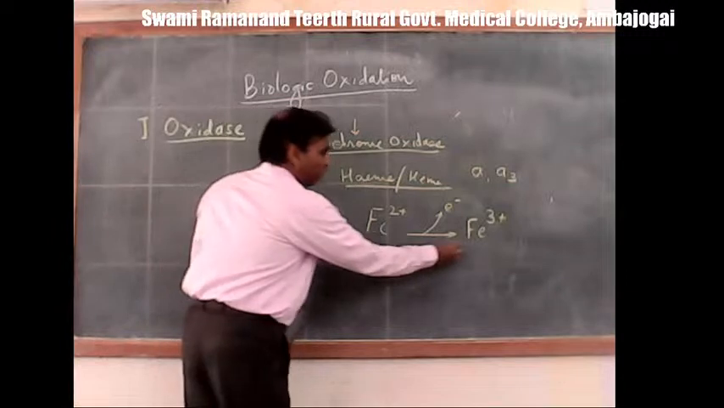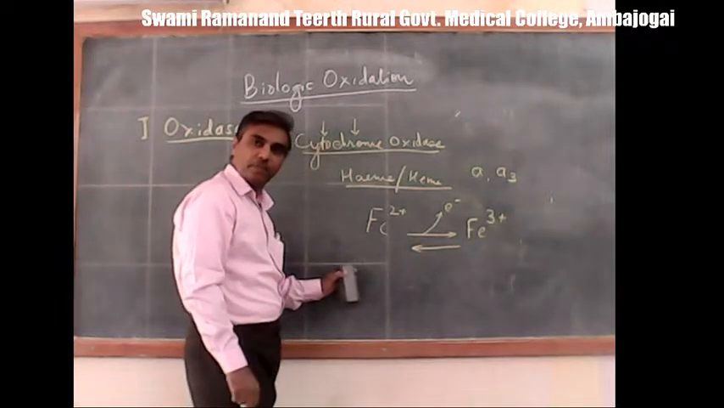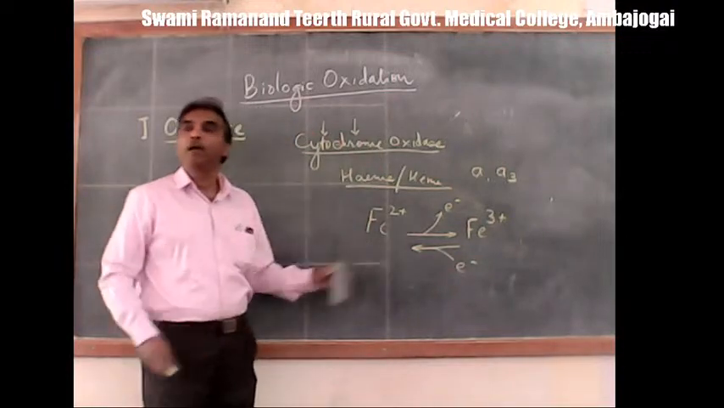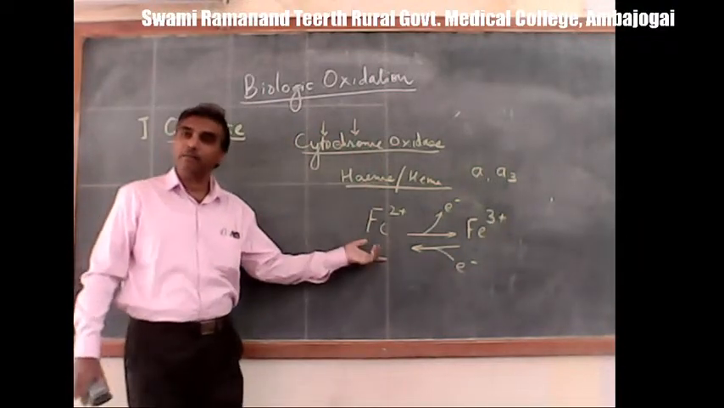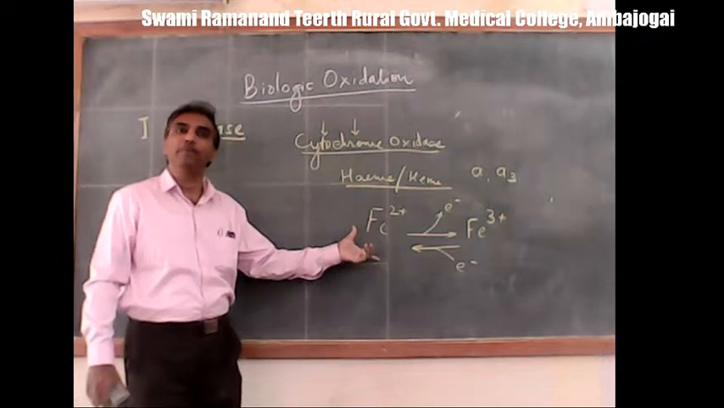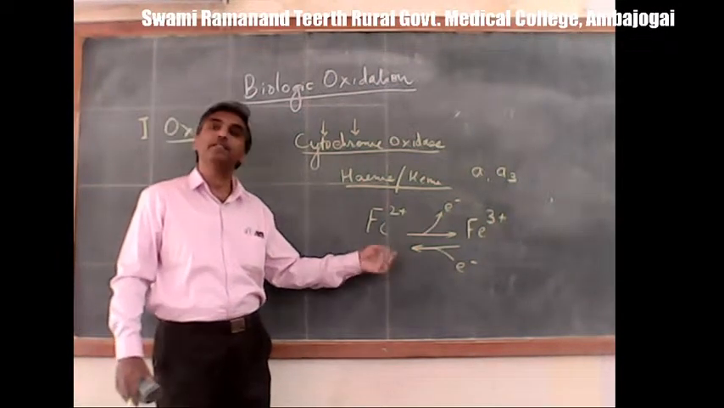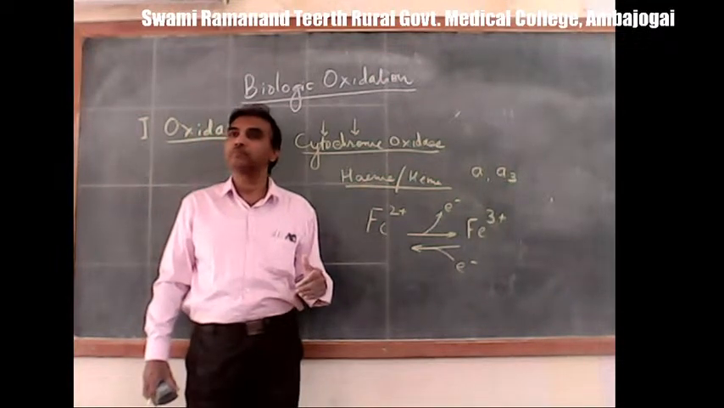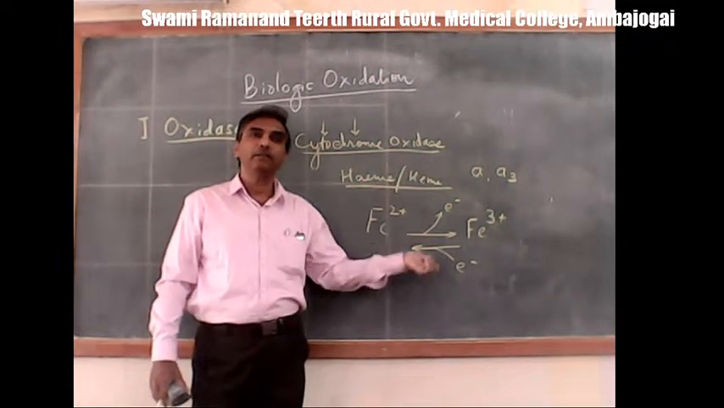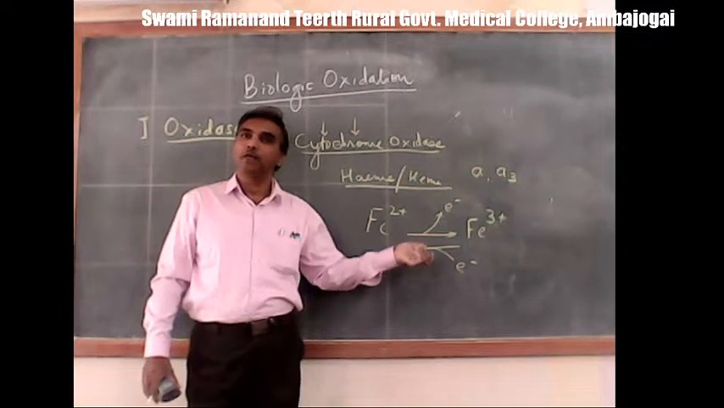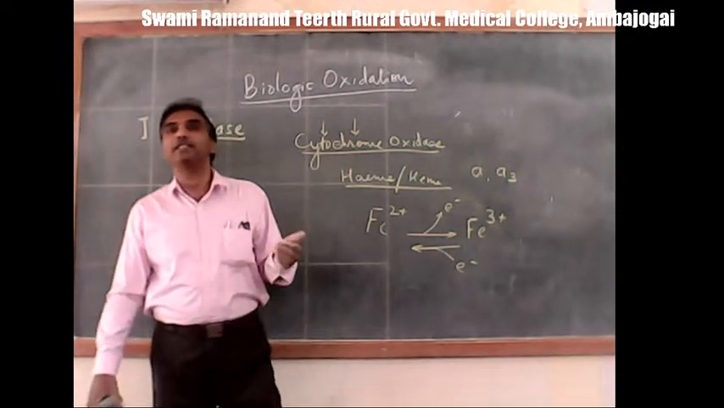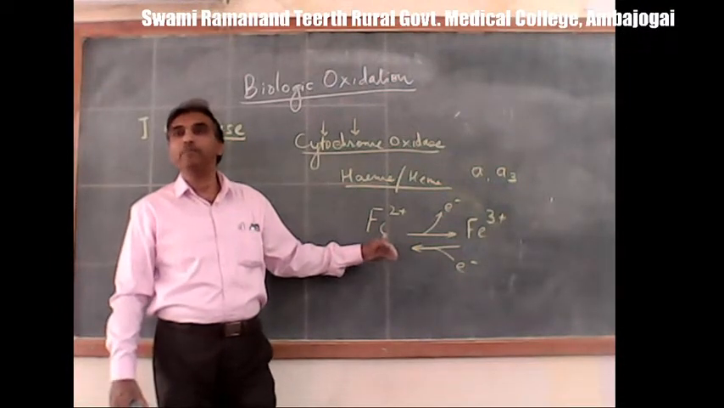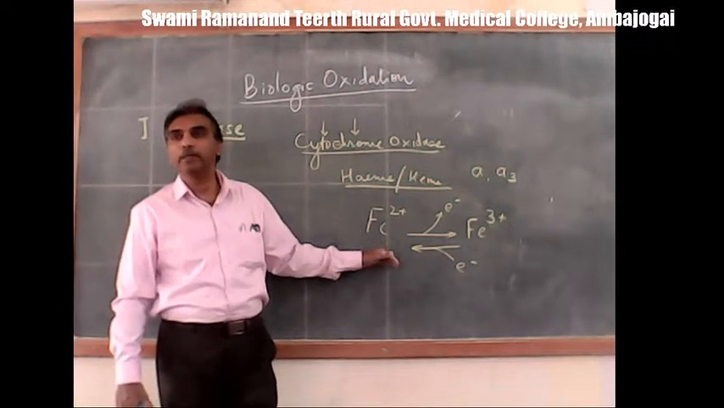Whenever it accepts an electron, it can be converted into the ferrous form. So the iron in the cytochrome oxidase heme oscillates between the ferrous and ferric form. This is the difference between hemoglobin and cytochromes. Cytochromes are used for oxidation reactions to occur. And what is the form of iron that is present in hemoglobin?